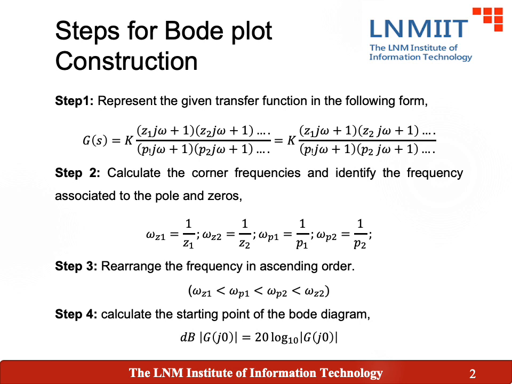Step 4, calculating the starting point of the Bode plot. We know that in the Bode plot construction, we have to find out where we have to start. The initial point we can find out if we substitute the value of omega equals 0 in this transfer function and find out the magnitude of the system at omega equals 0. This will provide you the initial point of your Bode plot construction from where you have to start.